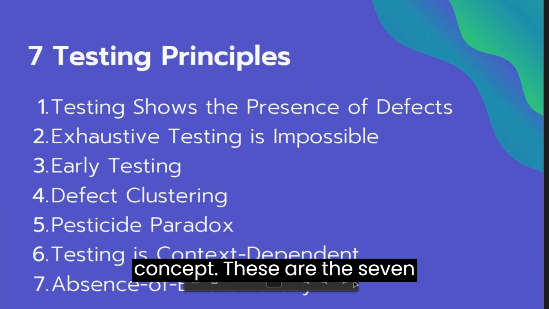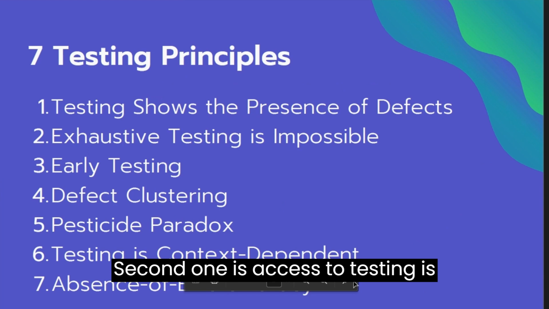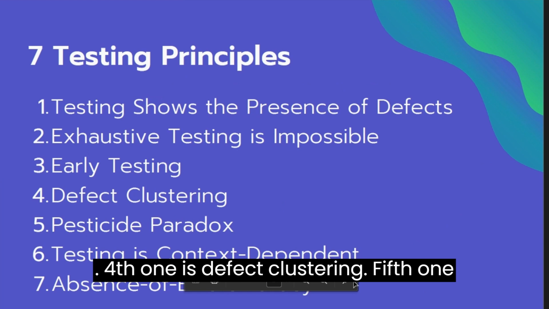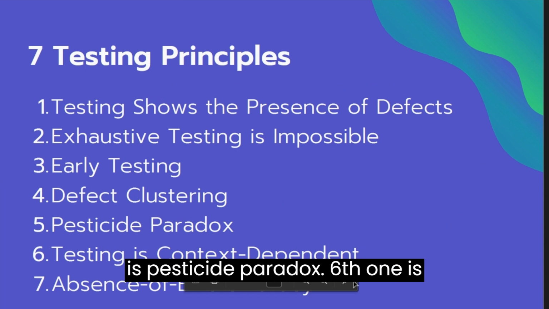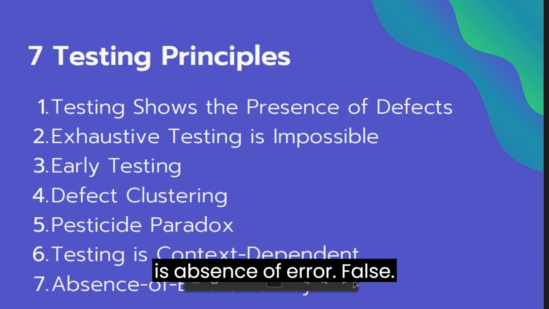So these are the 7 testing principles. First one is testing shows the presence of defects. Second one is exhaustive testing is impossible. Third one is early testing. Fourth one is defect clustering. Fifth one is pesticide paradox. Sixth one is testing is context dependent. Seventh one is absence of error fallacy.